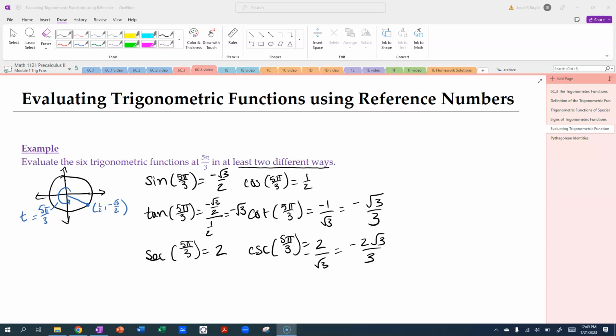So now I have the values of the trig functions in one way, using the trigonometric point. How in the world do I do this a second way? Good question. Here's what I can notice.